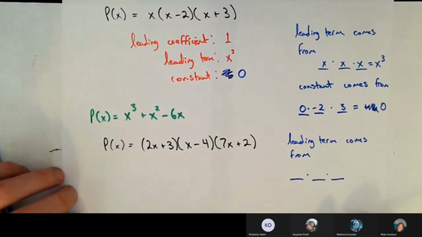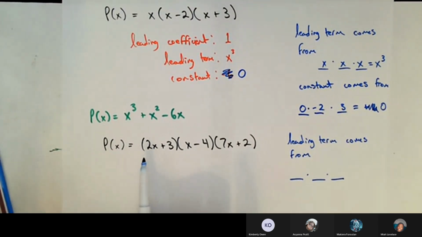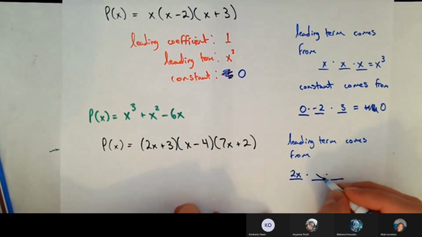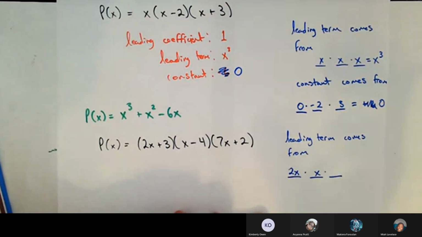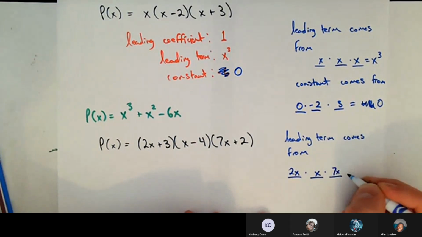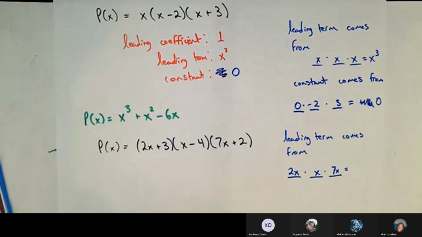So if I'm trying to find my leading term, I know that there are 3 x's here that would end up getting multiplied together. 3 x's, a 2x, a single x, and notice I am bringing the coefficients with them. So a 2x, a single x, and a 7x. And Aviana, what does that give me?